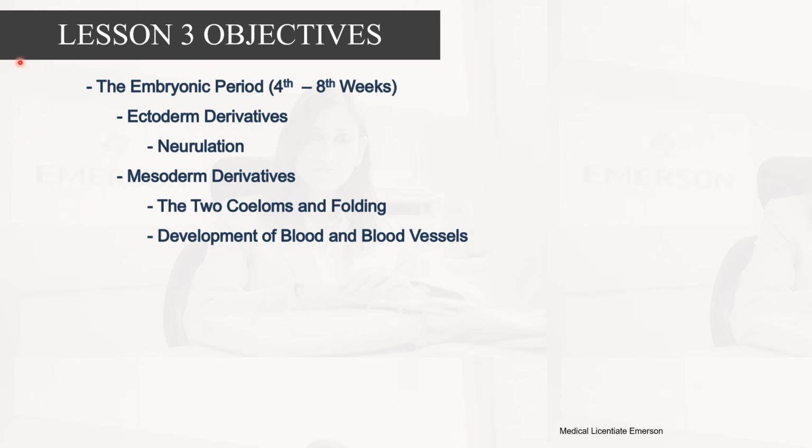So next, the embryonic period, which we mentioned in our preamble, runs from the 4th to the 8th week. Specifically, we talk about the ectoderm derivatives, neurulation, mesoderm derivatives, the two coeloms and folding, development of blood and the blood vessels.